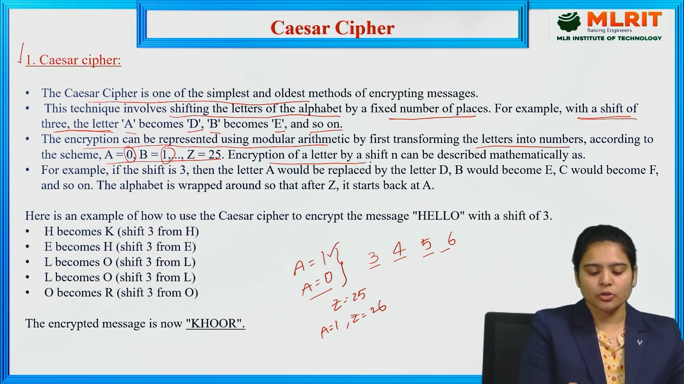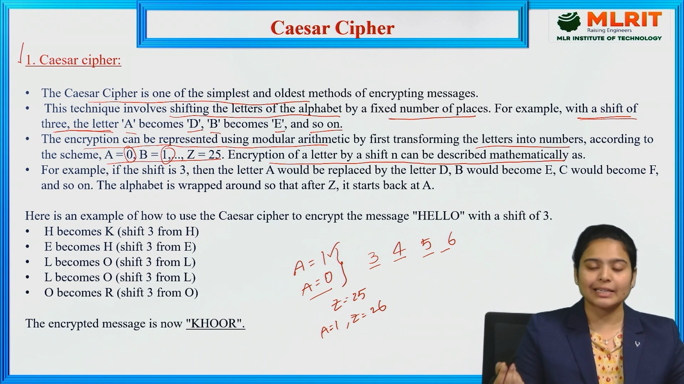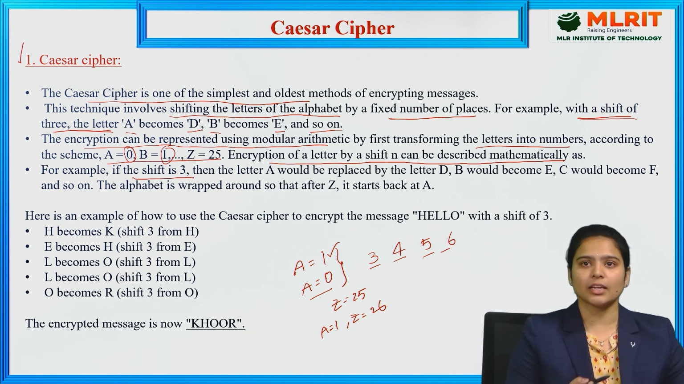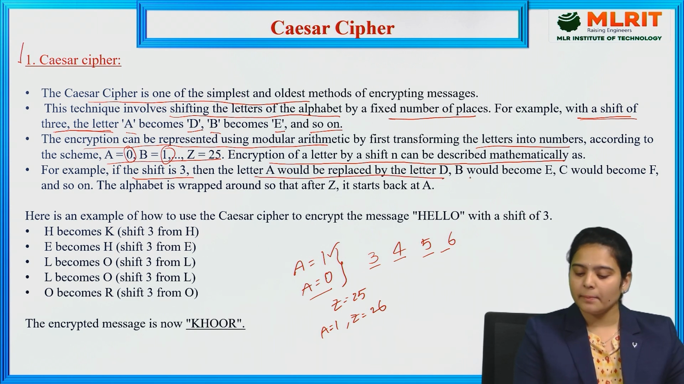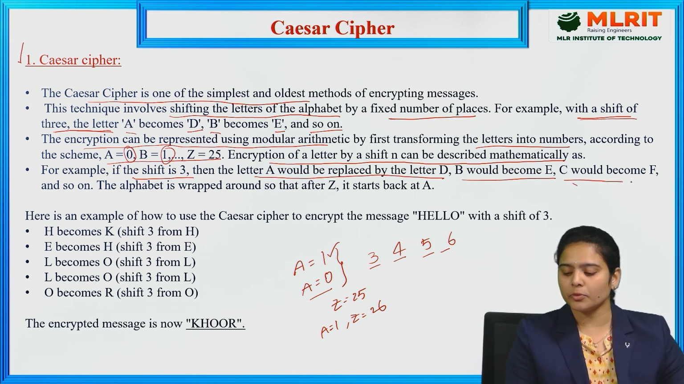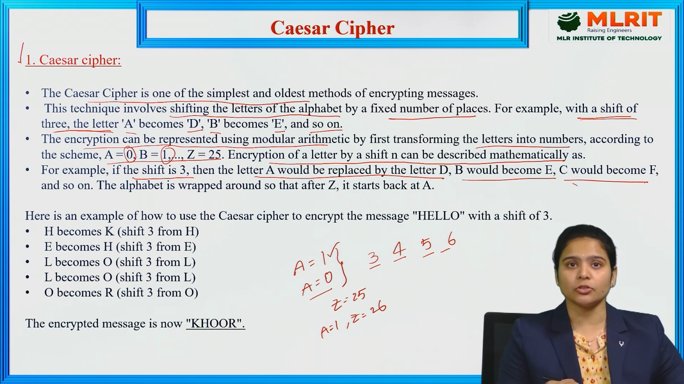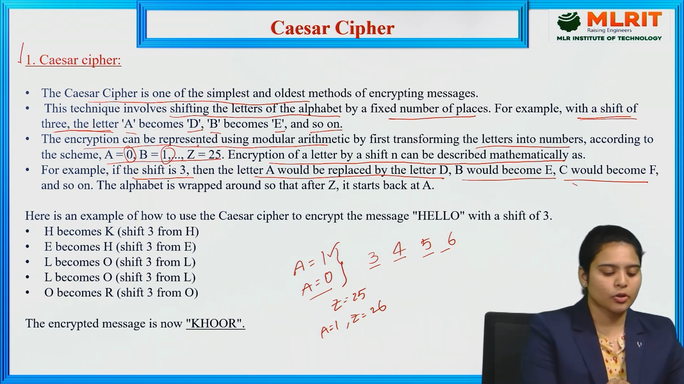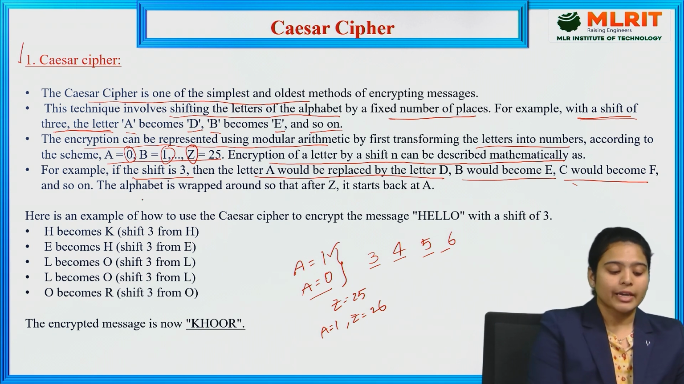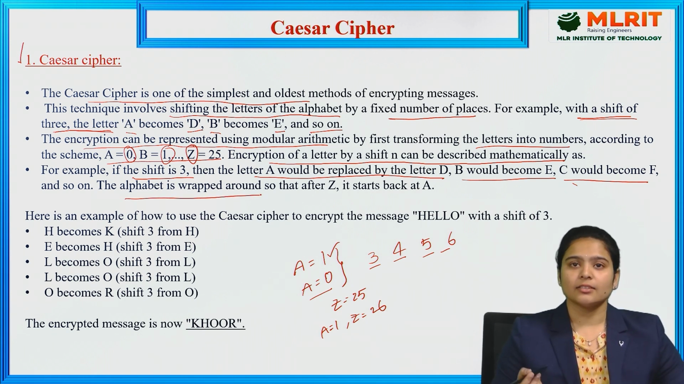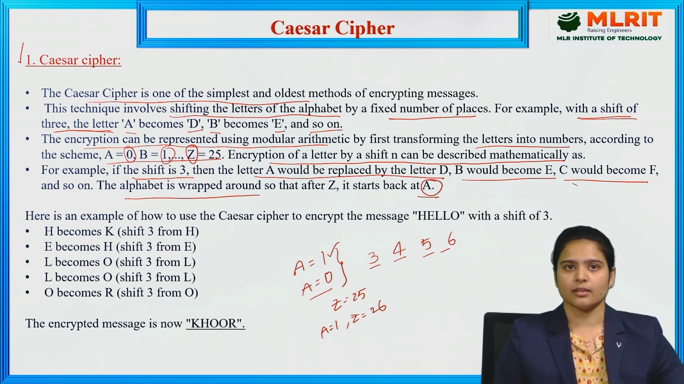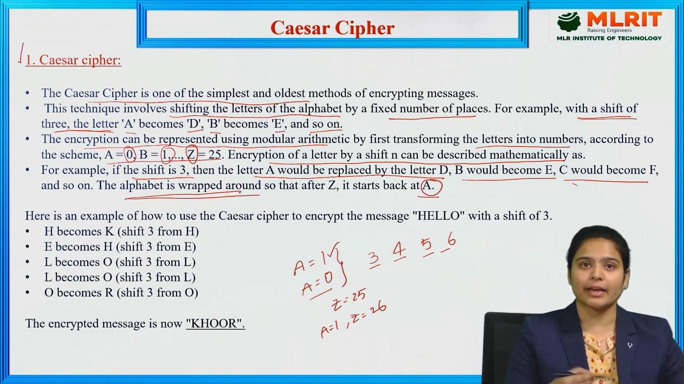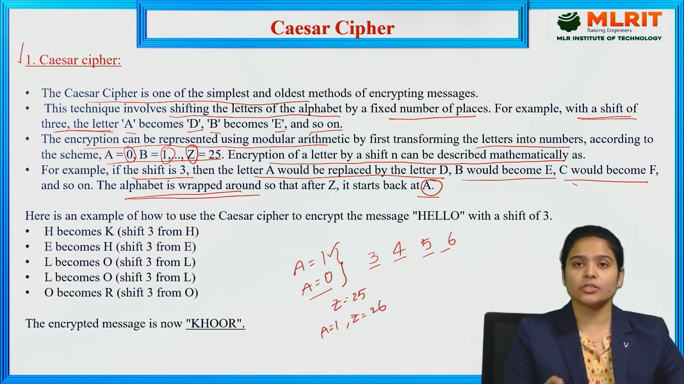The encryption of a letter with shift n can be represented mathematically. For example, if the shift is 3, the letter A would be replaced by D, B would become E and C would become F. Like that we need to do it up to the letter Z. If the alphabet is wrapped after Z, it starts again from the letter A.